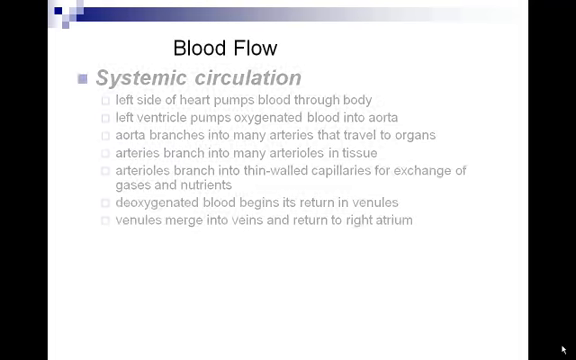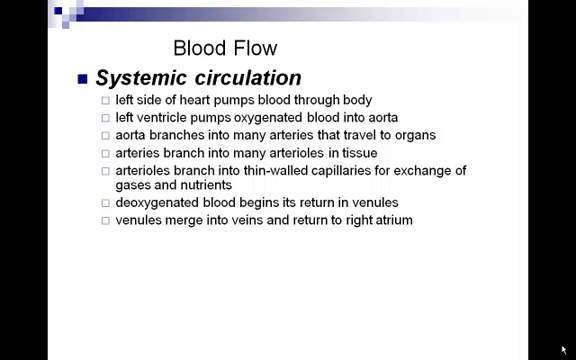From there, we go to the systemic part of the heart's operation, and this is the left side of the heart. The left side of the heart pumps the blood throughout the entire body. The left ventricle pumps oxygenated blood out through the aorta. The aorta branches into many arteries that travel to the organs. These arteries branch into what are called arterioles. Now these are just smaller arteries. The arterioles continue to branch into thin-walled capillaries, and this is primarily for the exchange of gases and nutrients.